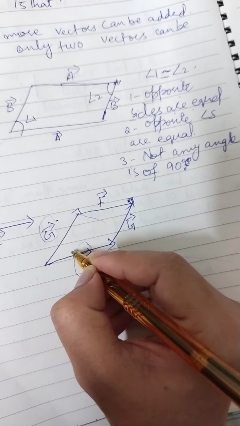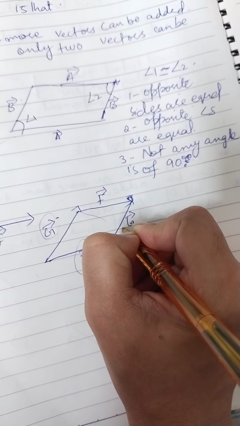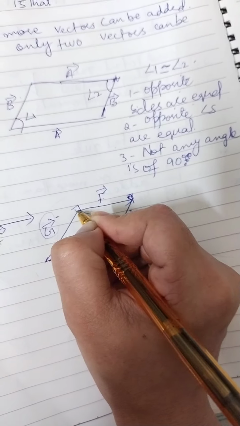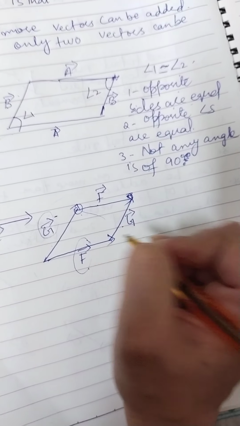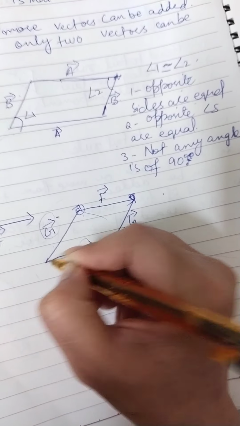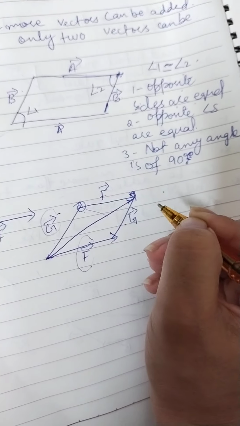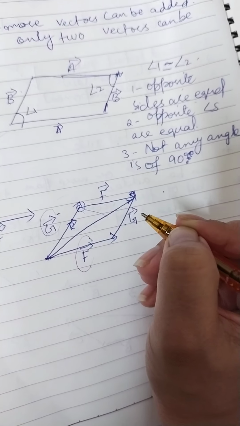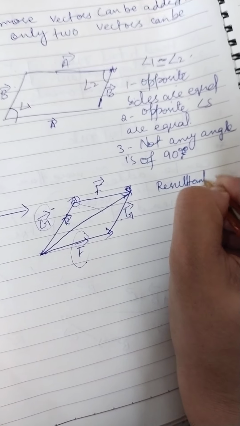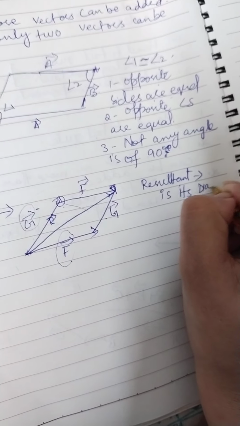Now can you see the head to tail rule? The head of the first vector has been connected to the tail of the second vector. Again the head of the first vector is connected to the tail of the second vector. And the resultant will be drawn from the tail of the first vector to the head of the last vector. This is its resultant. Keep in mind that the resultant in a parallelogram is its diagonal.